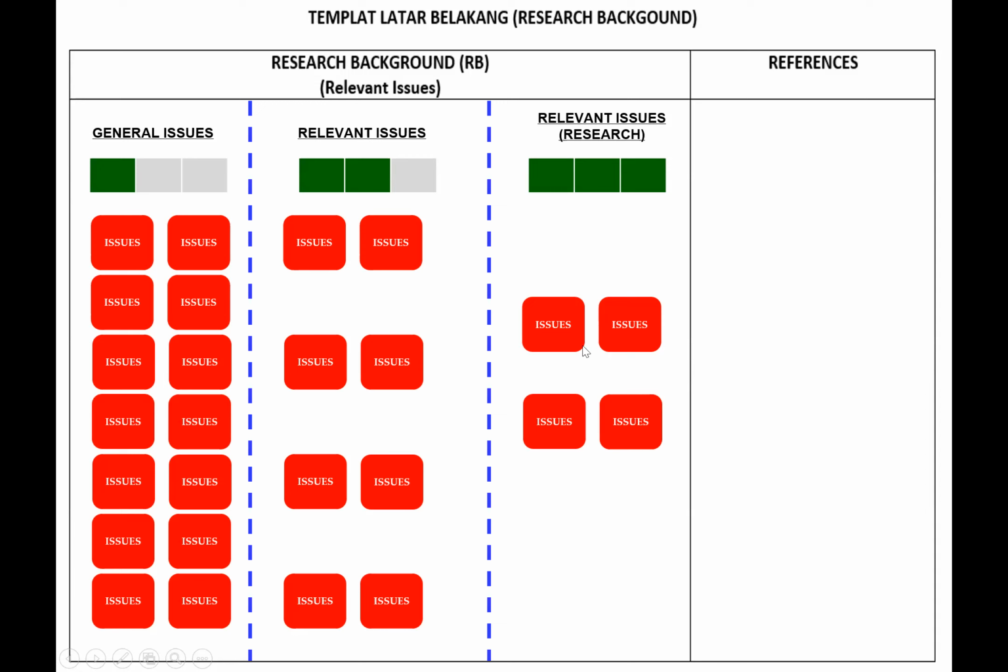I think for a PhD student, 4 issues is not enough for the relevant issues to research. You should write more. If you are an MBA student, maybe it is enough. But for a PhD student, you need to highlight many issues. So only 4 is not enough.